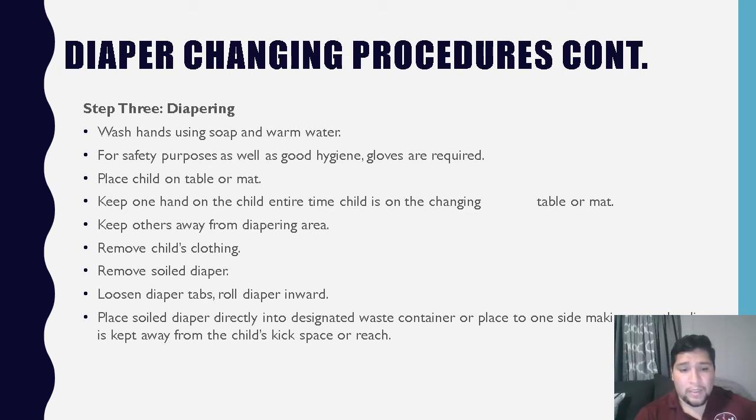The next one is going to be to place the soiled diaper directly into the designated waste container. If for whatever reason you cannot reach the container, we need to make sure to place that dirty diaper on the table, but it needs to be out of the reach of the child. That's if for whatever reason you cannot throw the diaper right away. We need to keep it away from the child's reach as much as we possibly can, which is the next step: place the diaper directly into a designated waste container, or place it to one side, making sure to keep it away from the child's kick space or reach. That's very important.